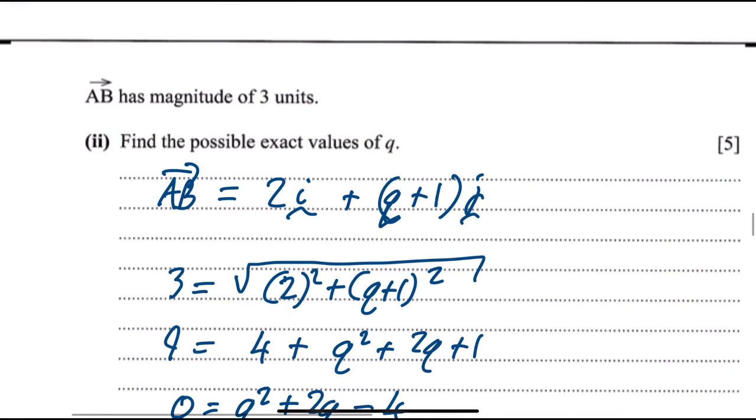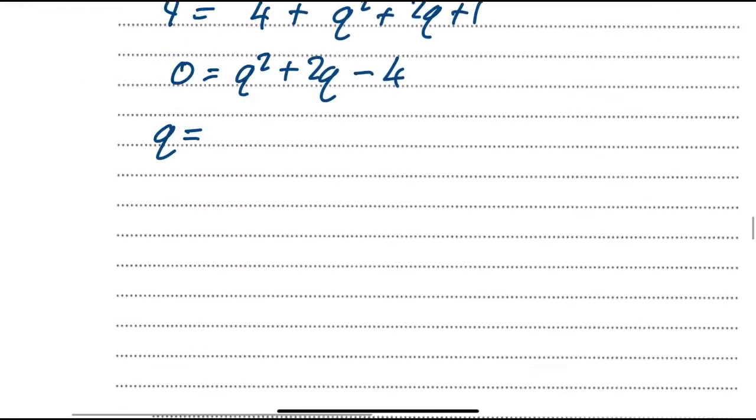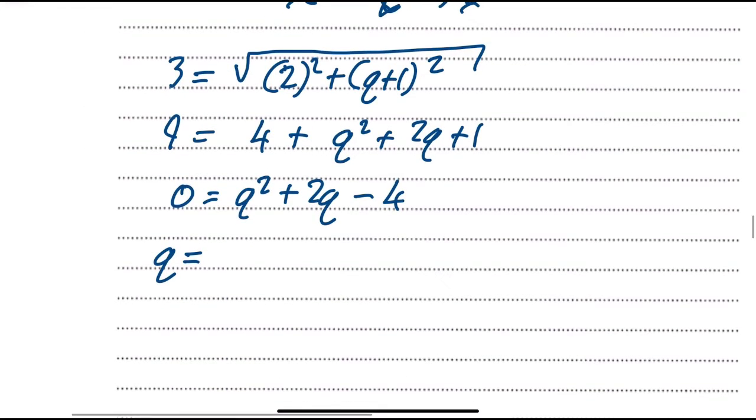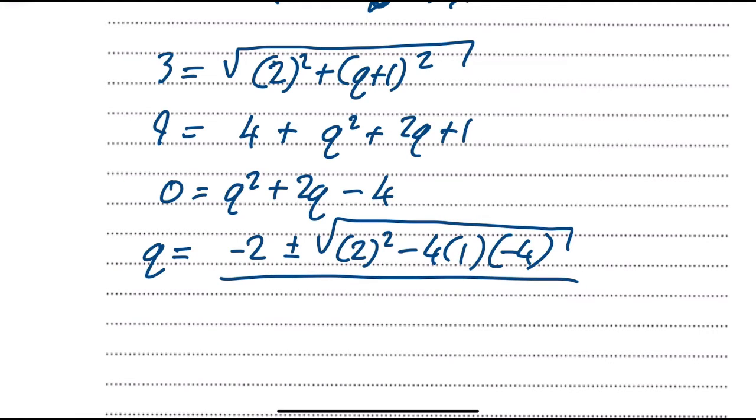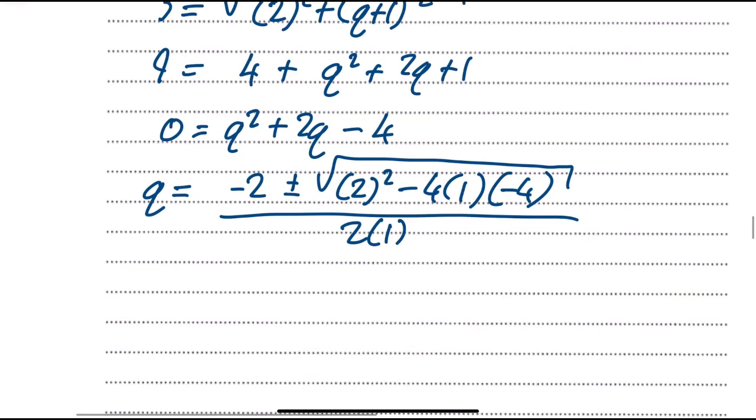Now it says in this, find the possible exact values. So when it says exact, they're going to mean leave it in terms of surds. So minus b plus or minus the square root of b squared minus 4 times a, which is 1, times c, which is minus 4, all divided by 2a, which is 2 times 1. And if you tidy that absolute mess up, you're going to get minus 2 plus or minus root 20, all over 2.